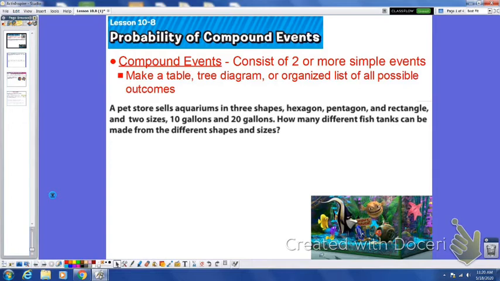So for this one, we're going to make a quick table. If I go back up here, I know I have 3 shapes. We have a hexagon, pentagon, and rectangle. And then we have the 10-gallon and 20-gallon size of each of them. So for my table, I'm going to label it 10-gallon and 20-gallon.